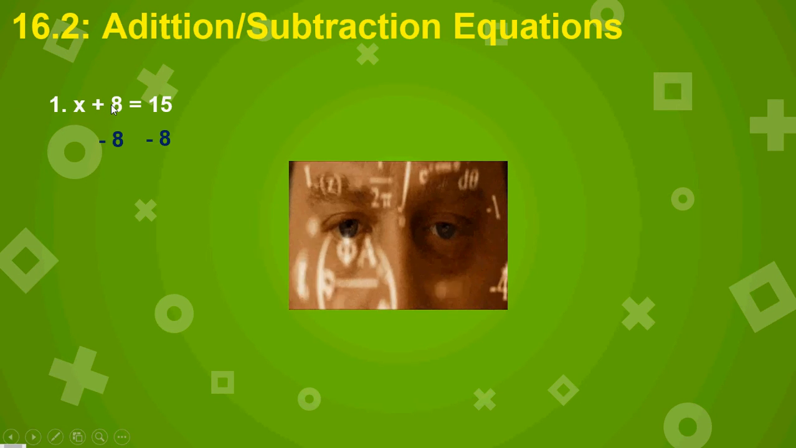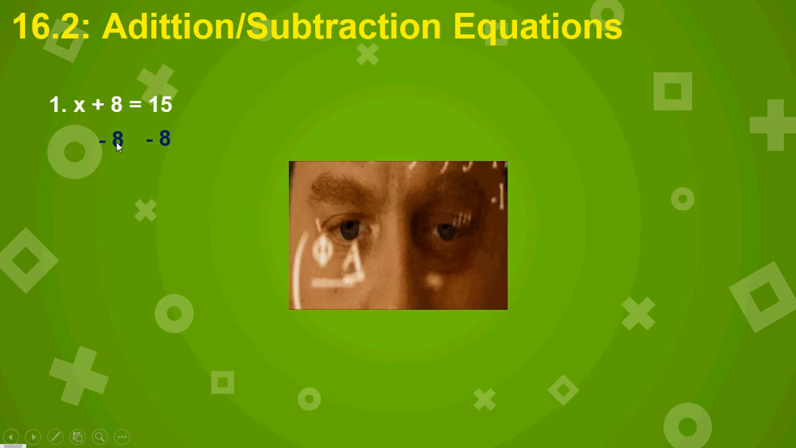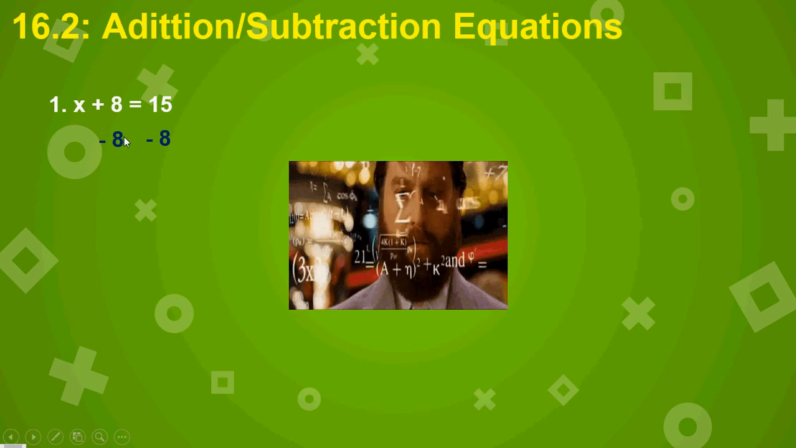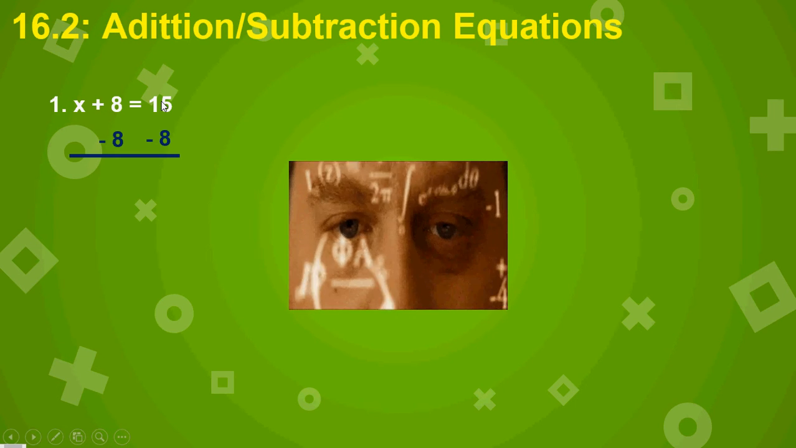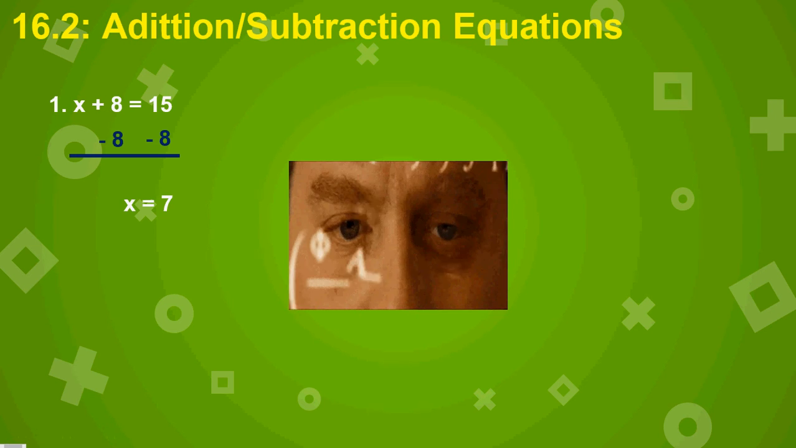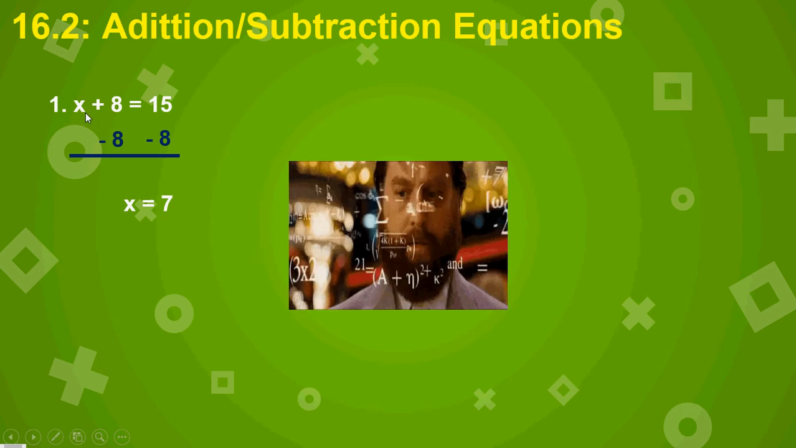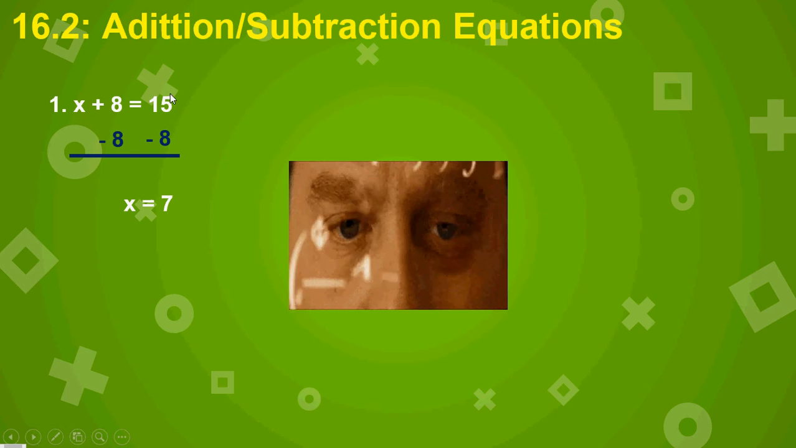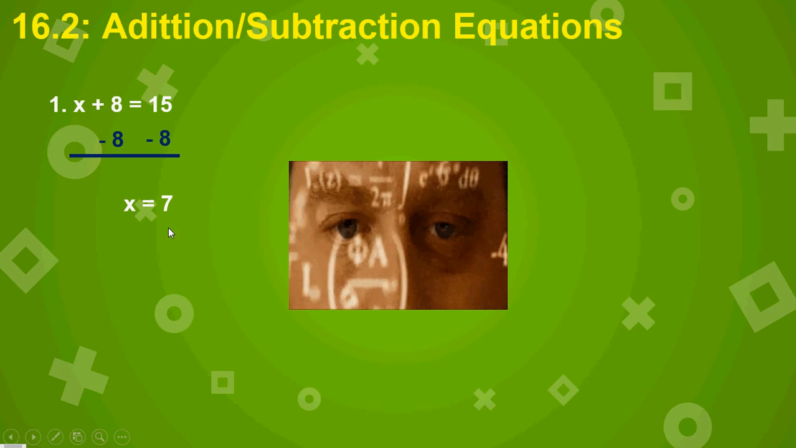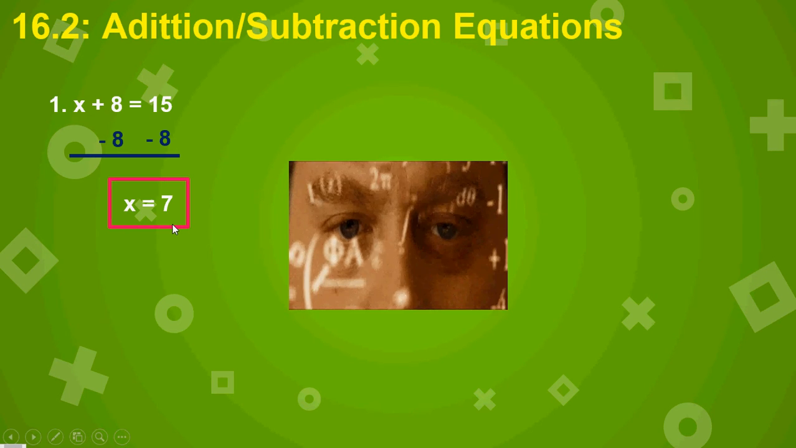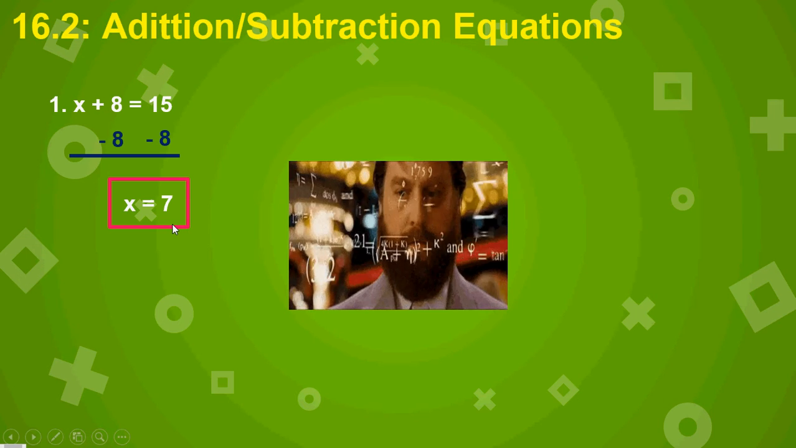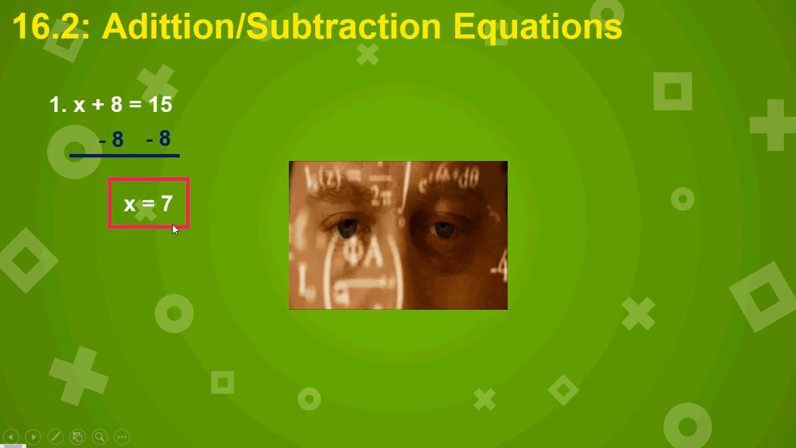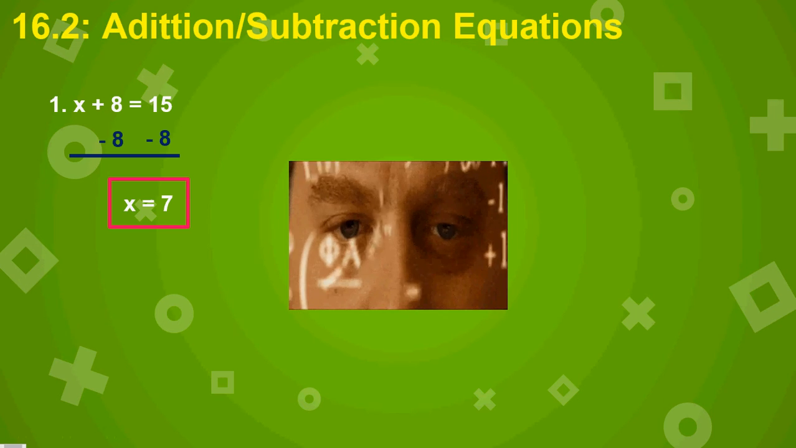8 minus 8, 0. And 15 minus 8, now voy a restar. Gives me this. ¿Ok? Este x lo bajo. 8 minus 8, 0. And 15 minus 8, 7. So my final answer here is x equals to 7. Esto ya lo habíamos visto, muchachos. ¿Ok?